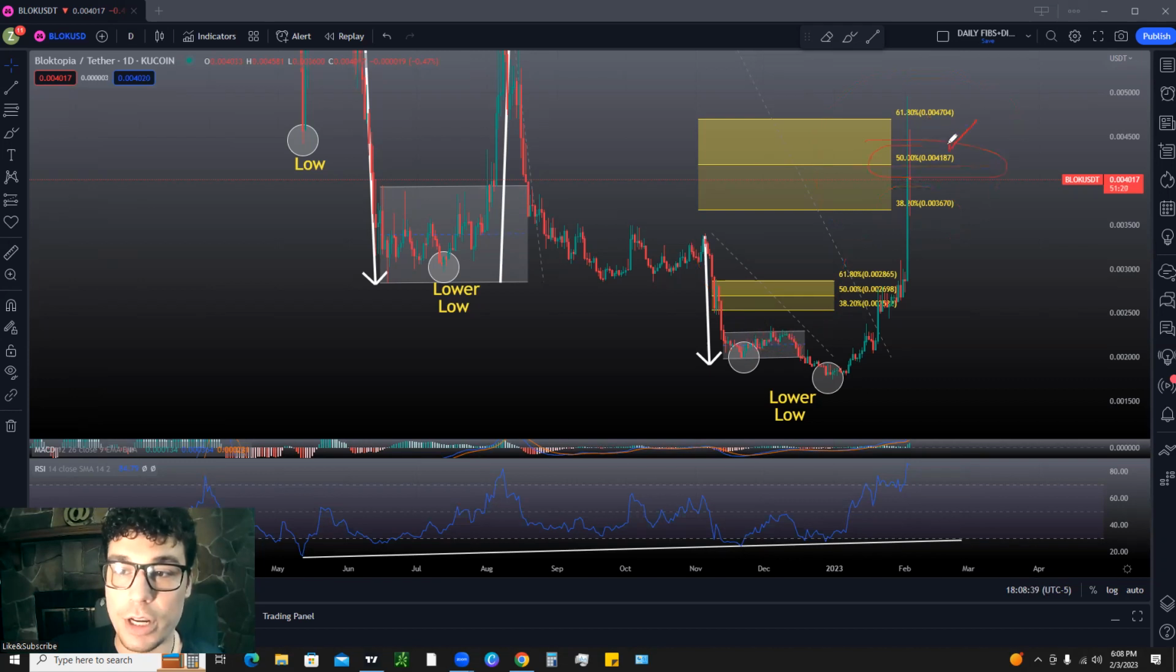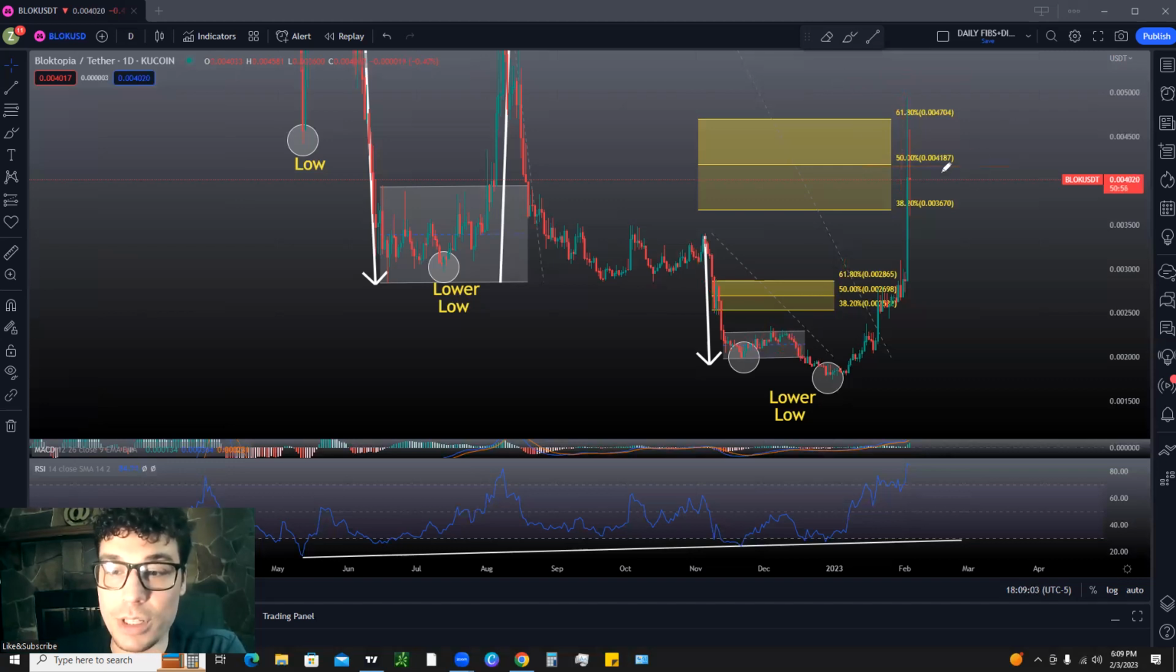And the 50% retracement level is going to be 0.004187, and our 61.8% retracement level is going to be 0.004704. As you can see, price action did go above these levels, but it just wicked there, right? And these wicks are quick price action movements, and we're seeing it goes up real quick, but it's not able to hold above these levels currently.